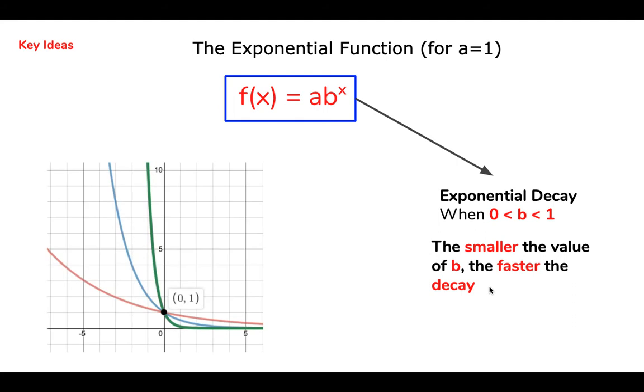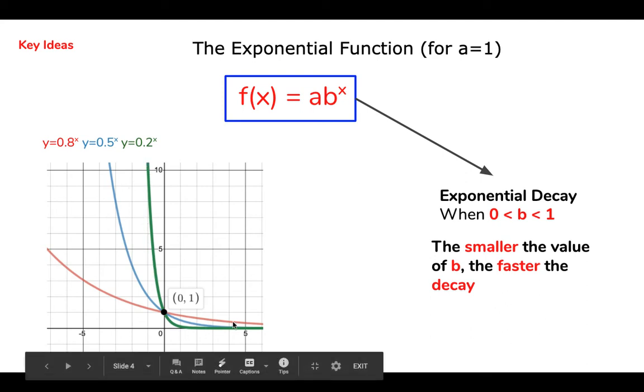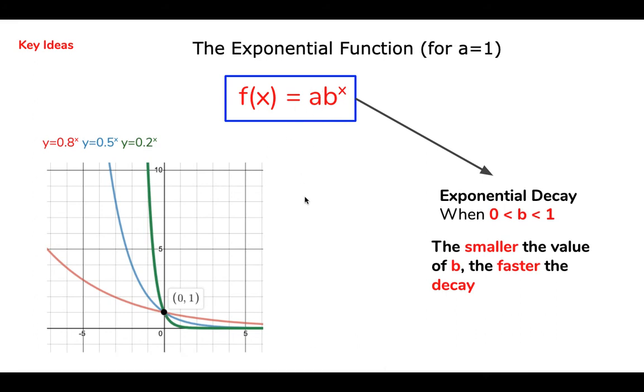So let's show an example here. Here are 3 examples. The red one's 0.8 to the x, blue is 0.5 to the x, and the green is 0.2. So notice how as this value, the b, gets smaller, the graph gets steeper. Okay, it's going to decay faster. And again, they all go through y equals 1. And that's when a is 1. Okay? So those are key ideas.